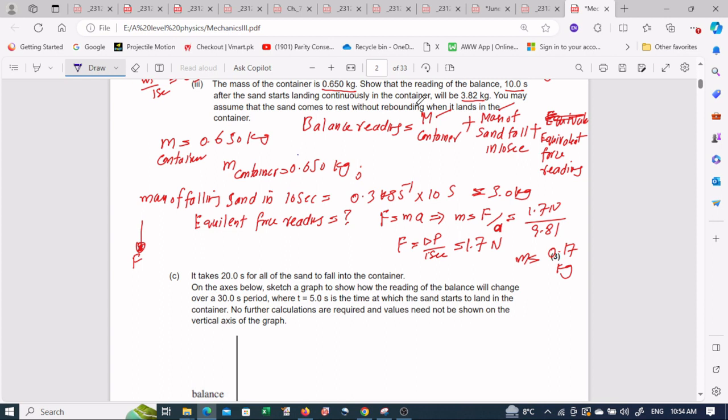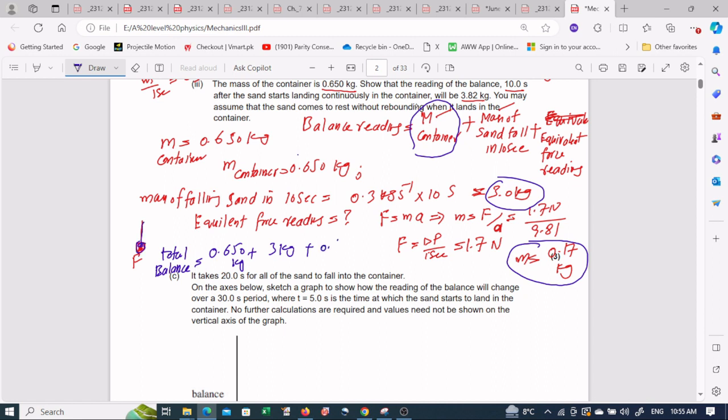First is the mass of the container. The total balance reading is the sum of all the values. Mass of container is 0.650, plus the mass of the falling sand, 3.3 kilograms, plus the last one, the equivalent mass reading due to the force that acts downward. When a force acts on a body, its reading changes, so there is an additional mass of 0.17 due to falling sand. We add this and we get 3.82 kilograms. This is the total mass that we need to calculate.